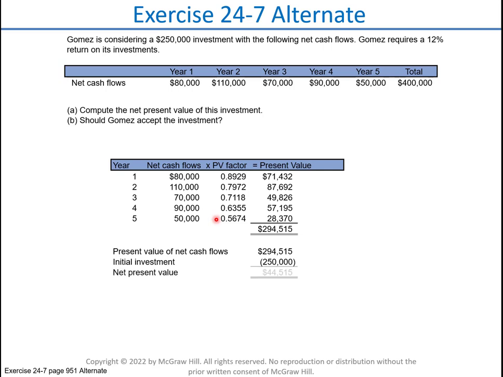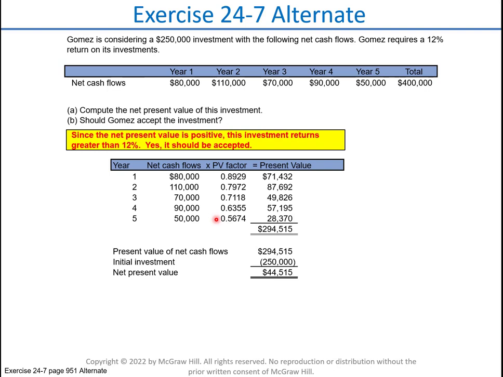And then as long as this number is a positive number, then we should accept. This means that they discounted this at 12%, and they ended up with a positive number, so that means that they're earning more than 12%.